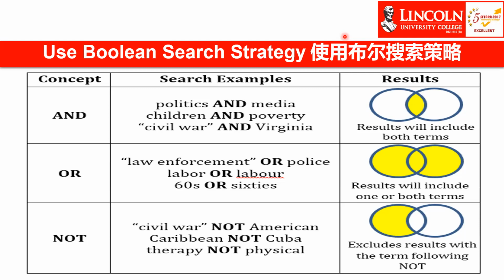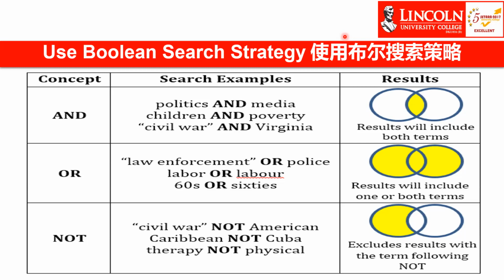If you want to check for Civil War and Virginia, it's going to give you a result that comprises both. That is what the AND concept is all about. Now OR. So for example, when I say you check for law enforcement or police, this will include results of one or both terms. So the research that has to do with only law enforcement, research that has to do with only police, and research that has to do with both police and law enforcement will all be combined and displayed for you.